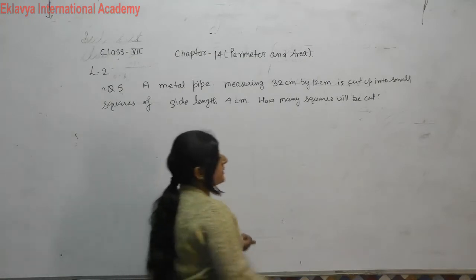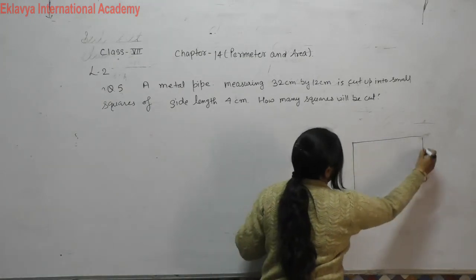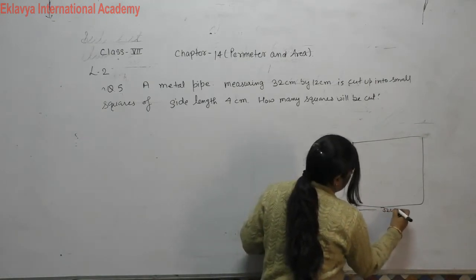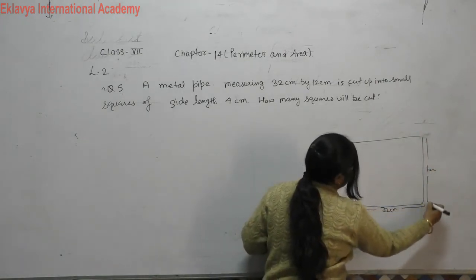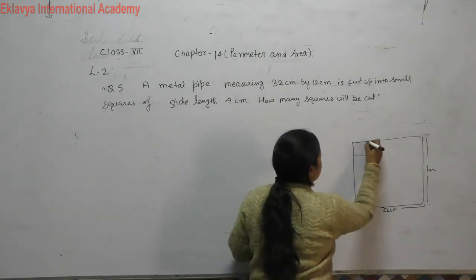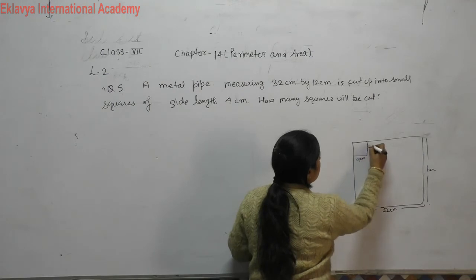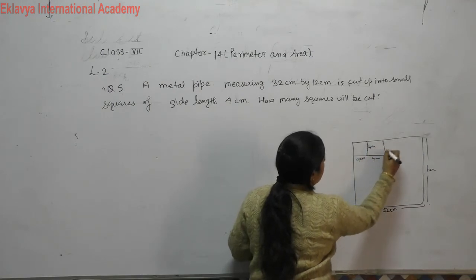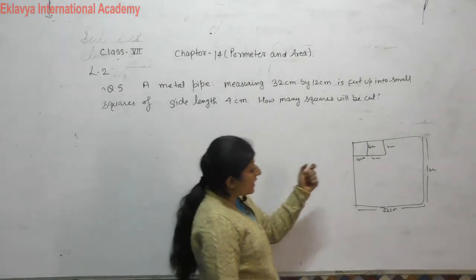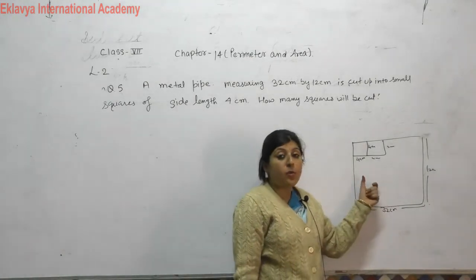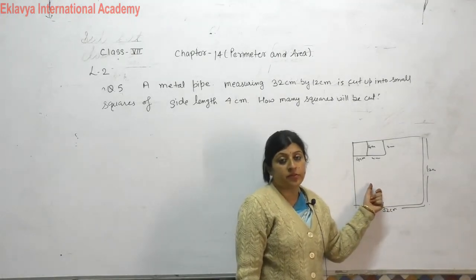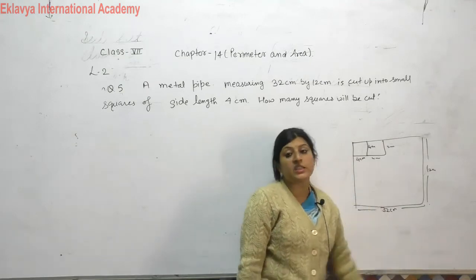इसमें क्या दे रखा है तुम्हें, एक मेटल पाइप है रेक्टेंगुलर शेप में, whose 32 centimeter and 12 centimeter dimension given to you. उसको कट किया जा रहा है स्क्वायर में, मीन्स इसका एक पार्ट ये कर दिया 4 सेंटीमीटर, 4 सेंटीमीटर, तो स्क्वायर्स में कट किया जा रहा है. तो वो ये पूछ रहा है in this question asking that how many squares we can cut from this metal pipe, from this surface how many squares we can cut.